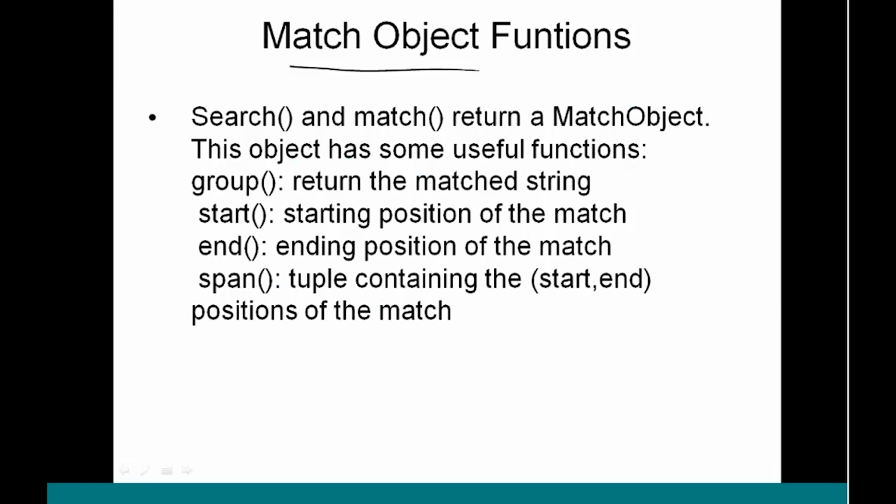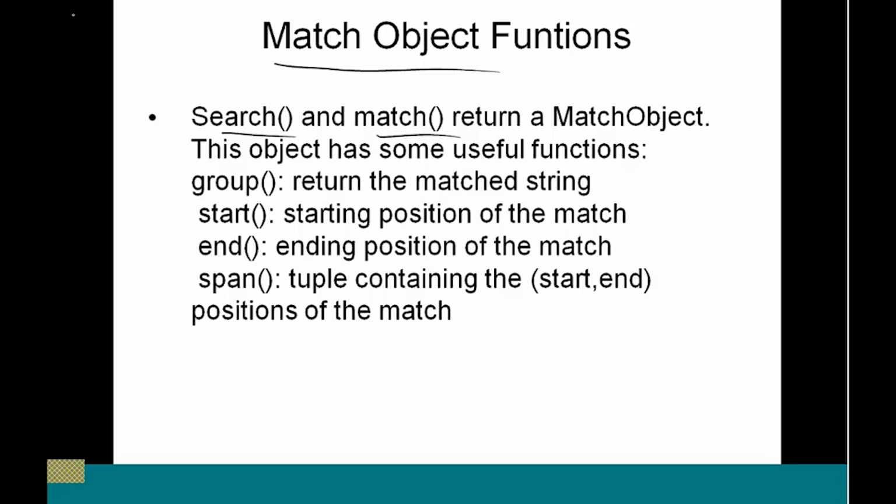So, the match object functions. Search and match return a match object. The object has some useful functions. You can do group, which returns the matched string; start, which is the starting position of that match; end, which is the ending position of the match; and span, which is a tuple containing the start and end positions of the match.